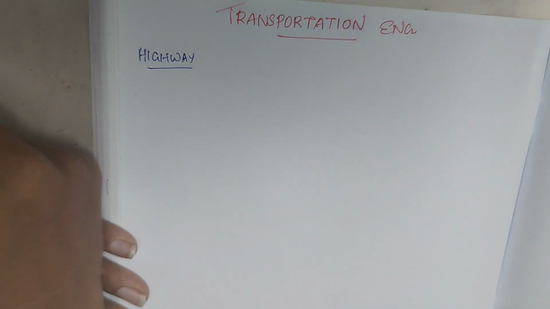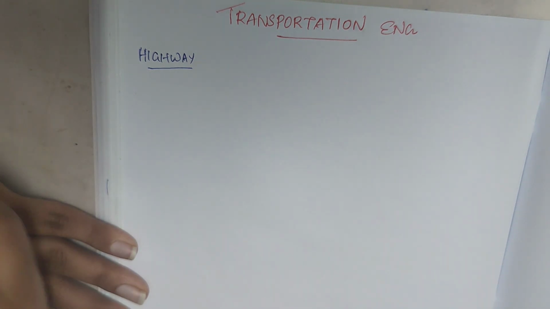So basically what are the advantages of highway? The first one is flexibility of route, that is we can plan our route accordingly, and next is flexibility of timing. A person can plan a journey at any time as per his convenience.